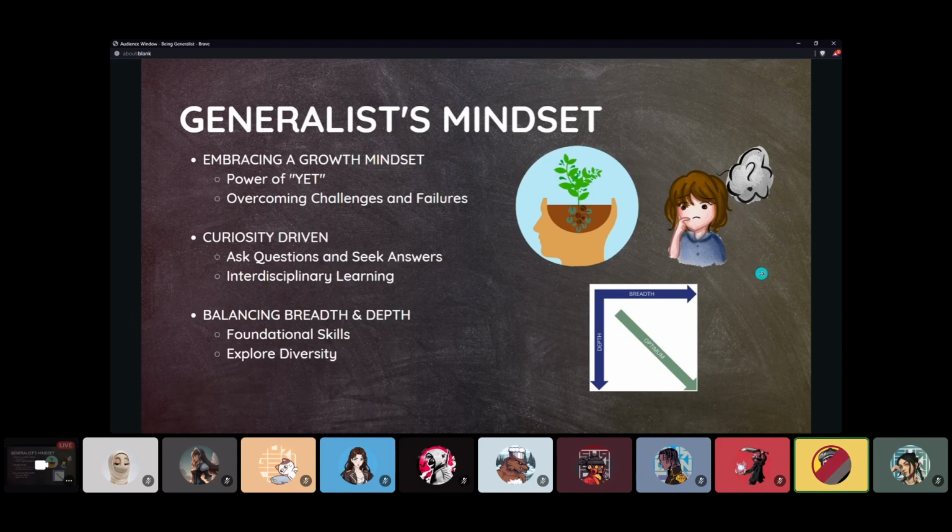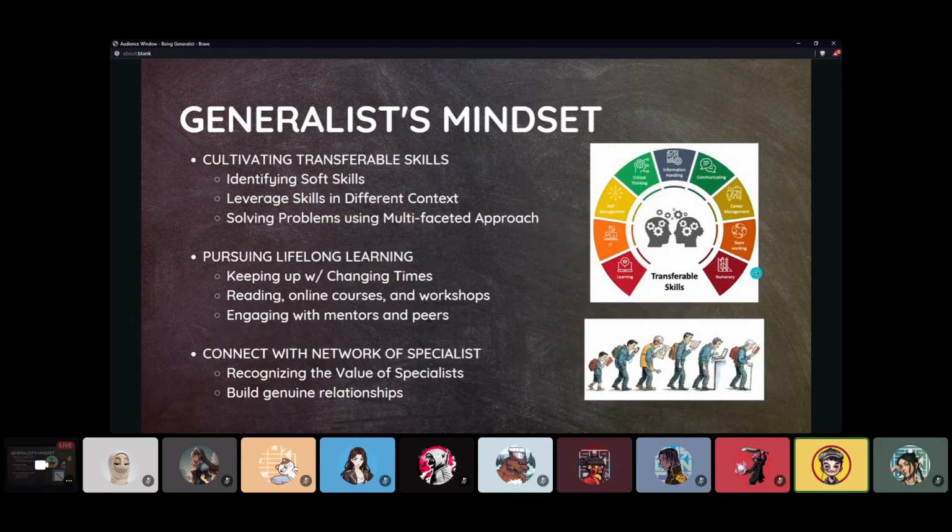And then for the fourth one about the generalist mindset, we must cultivate transferable skills. Let me define transferable skills. They are abilities and competencies that you can apply in various roles, industries, and contexts. These skills are not specific to any particular job or field and can be transferred from one job to another. Transferable skills are also known as soft skills or portable skills.